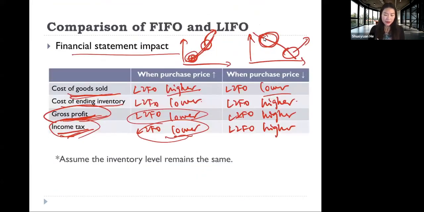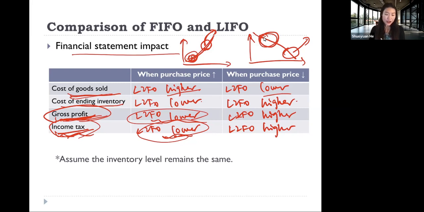So if we recall from previously when we talked about the impact of LIFO and FIFO, as you can see here, under LIFO, the firm has lower taxable income, but the firm also has lower reported financial net income. And under FIFO, the firm has higher taxable income, and at the same time also higher financial net income. So what can the firm do here?